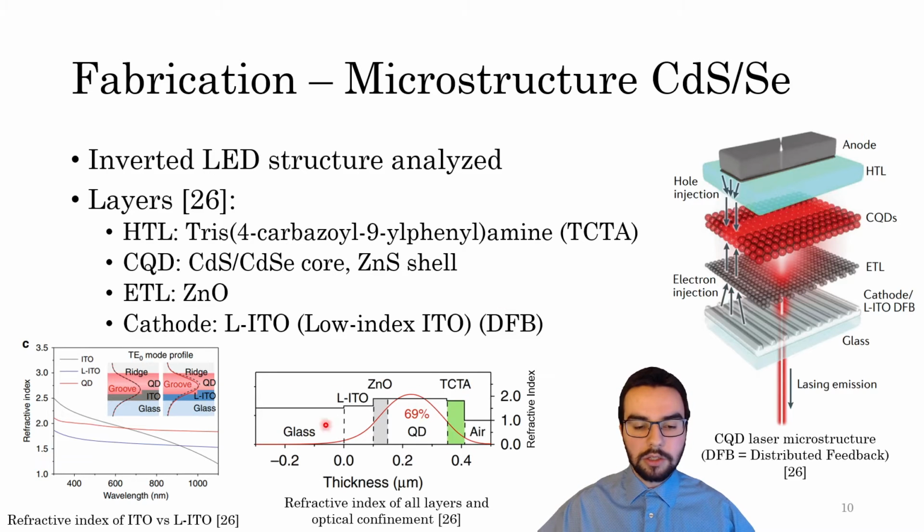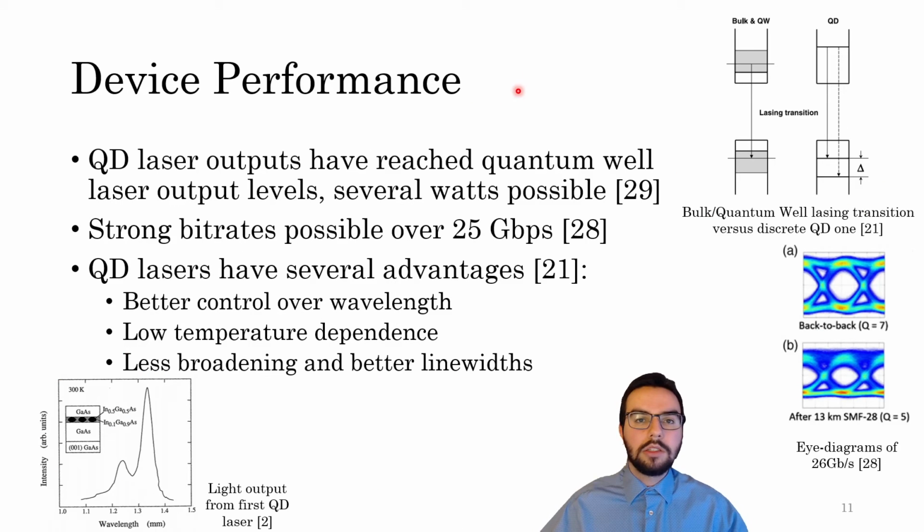So it is also interesting to note that the actual optical confinement happens within the quantum dot layer because of its higher refractive index. So in more general terms, the quantum dot device performance is quite good, with output levels actually reaching the quantum well laser output levels at several watts of power possible.